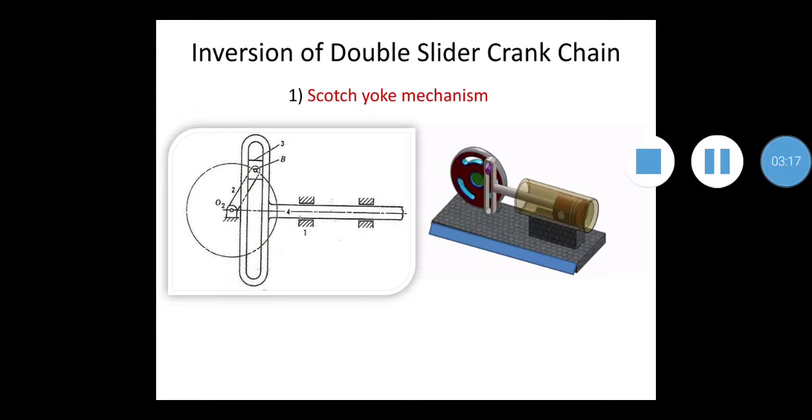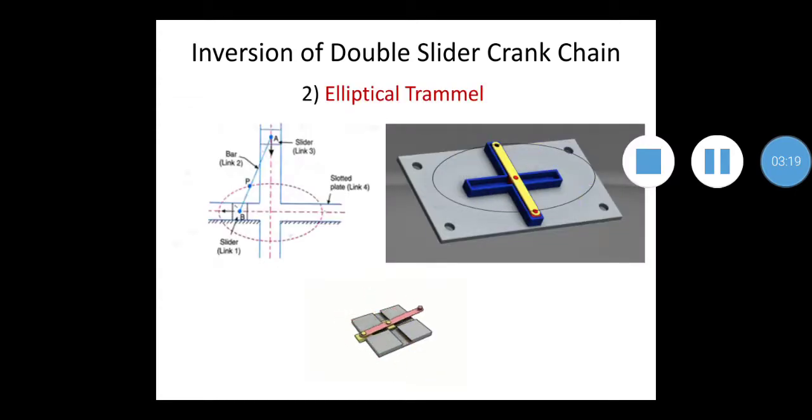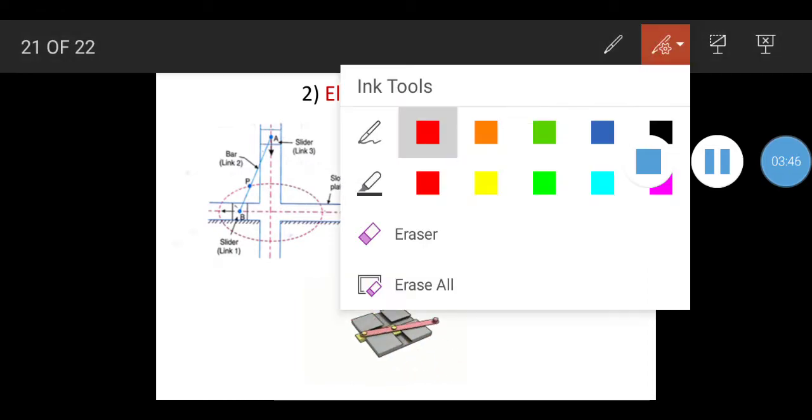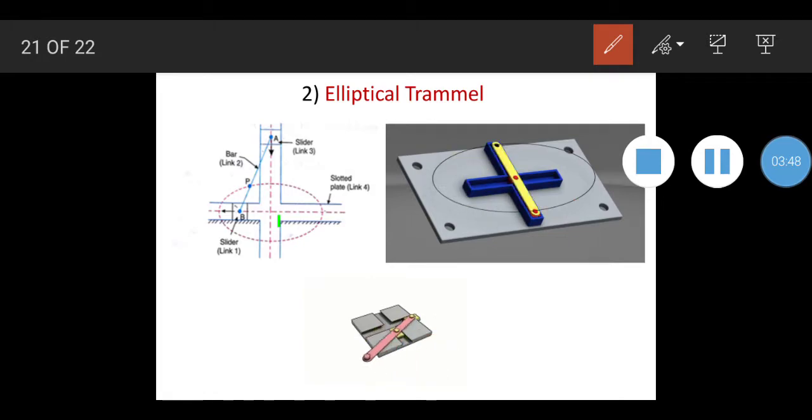Now let's discuss the next type, that is the elliptical trammel. This mechanism is used for drawing an ellipse. It is obtained by fixing link 4, which is a slotted frame acting as a crank. Here link 4 is nothing but this part. Let me highlight this part. These are link 4, which is being fixed.